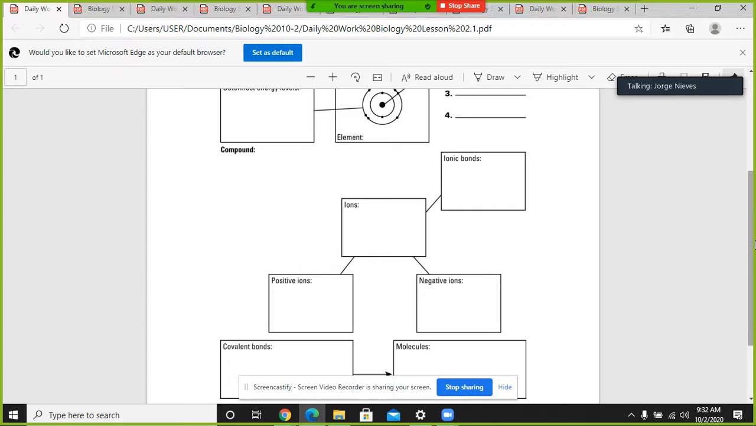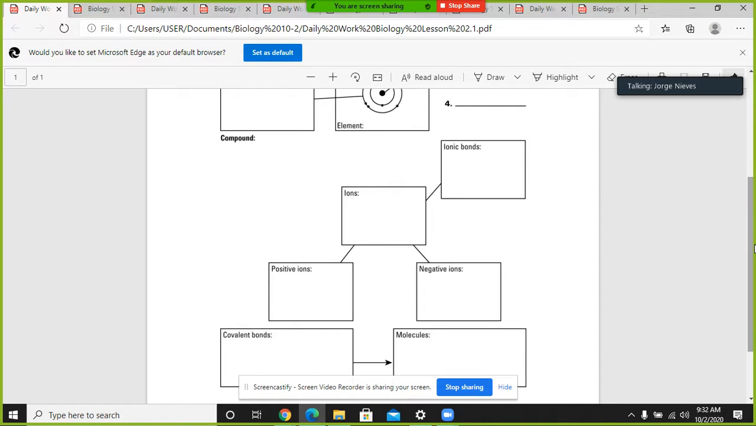So what is an ion then? An ion is an atom that loses or gains electrons. We have two types of ions. A positive ion is formed when an atom loses electrons. That makes sense because an electron has a negative charge, so if we lose an electron, we get a positive charge. That's why we call them positive ions.